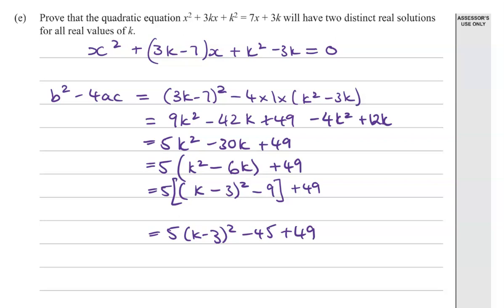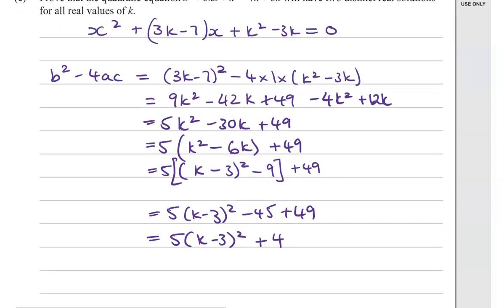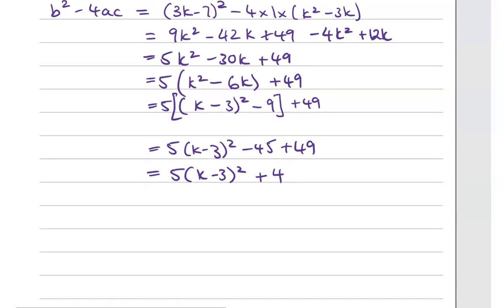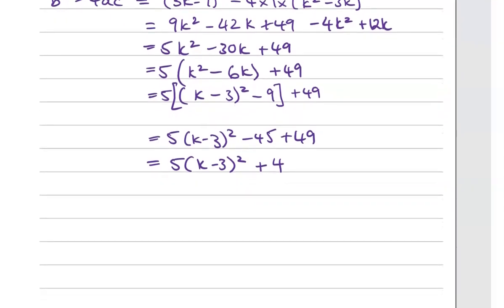And then our final thing is to write a statement about this. So because we've got that k minus 3 squared in there, we know that that will never ever be negative, because whatever k is going to get, once you've taken 3 off, it doesn't matter, you will then square it. So that will always be a positive number. If you times a positive by 5 and you add on 4, you'll still have a positive number.